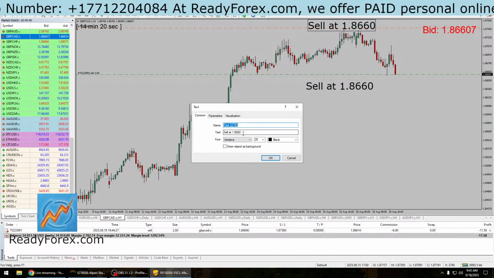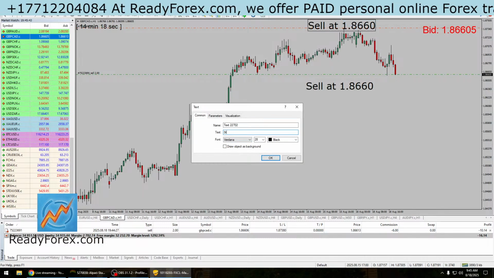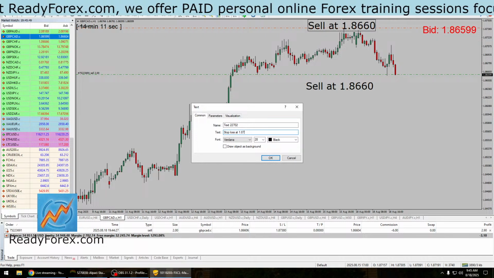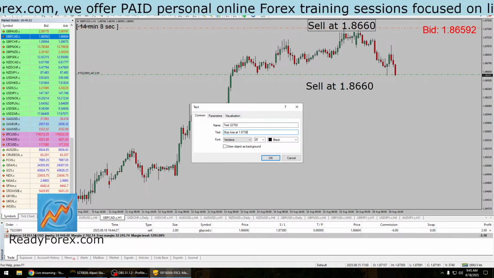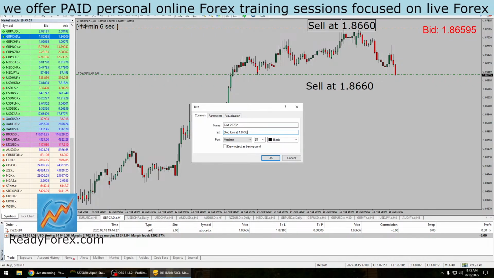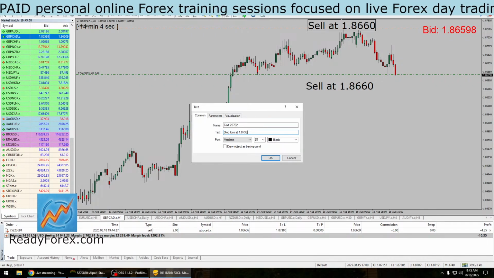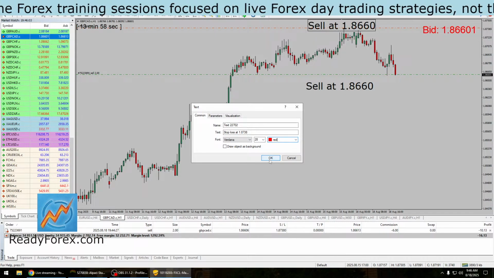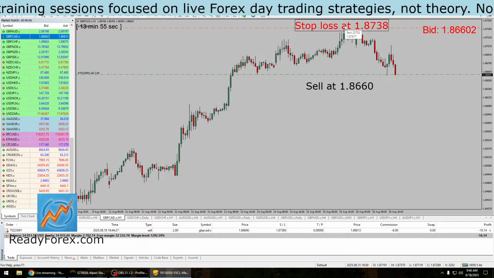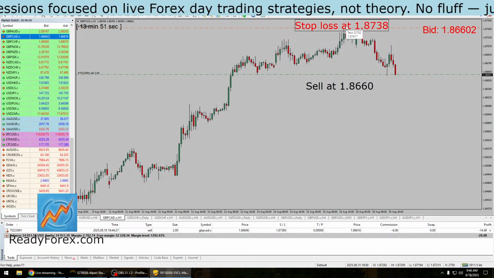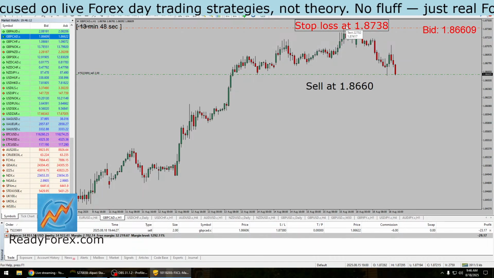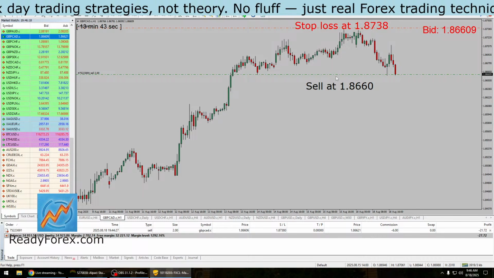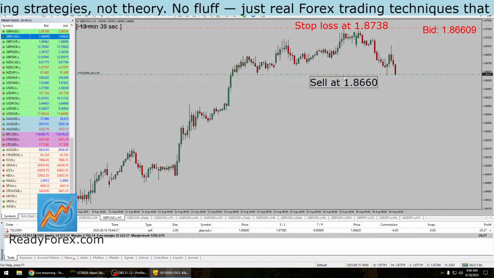So stop loss is at 1.8738. Now whenever I trade, it's always a good idea to use a stop loss. The market can do whatever it wants to do. Stop loss first, and sometimes the market doesn't go in your favor, and that's part of trading. Sometimes I lose, sometimes I win. The main idea is to lose less and win more. Okay, so stop loss is there. Sell entry is currently open inside GBPCAD.